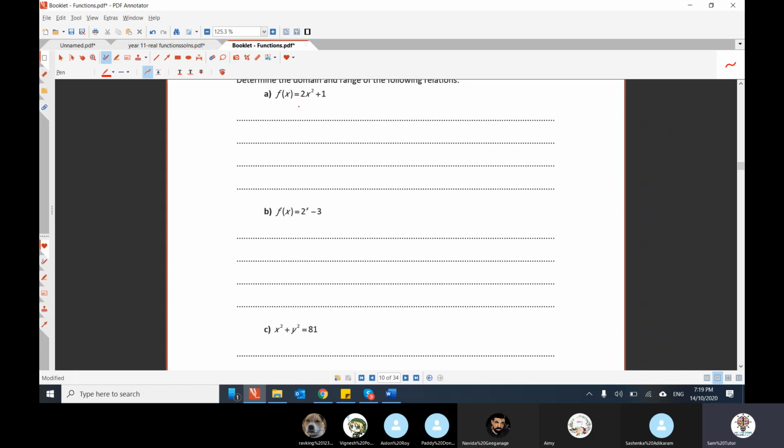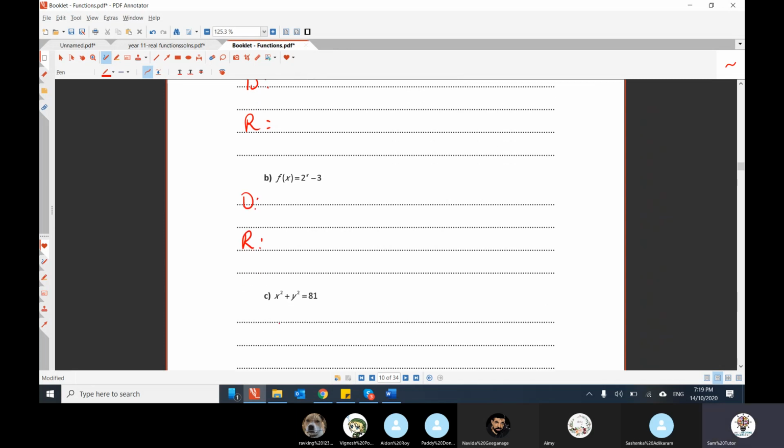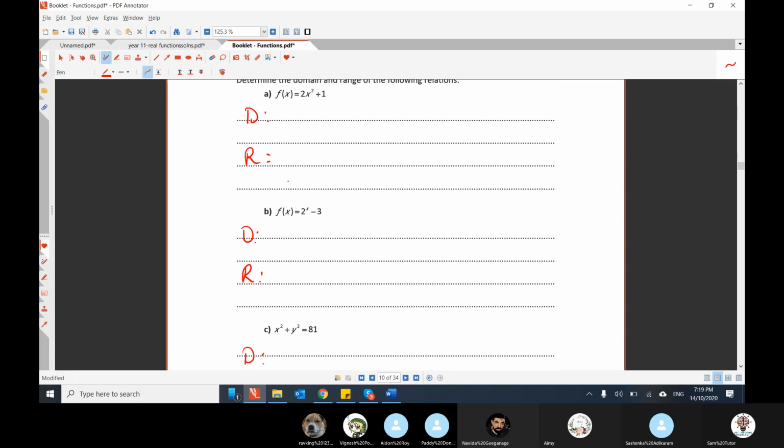Let's see, you guys. 2x squared plus 1. All right, who wants to give this a shot? Domain, range. Doesn't matter if it's wrong. Let's just hear it. Anyone? Come on.